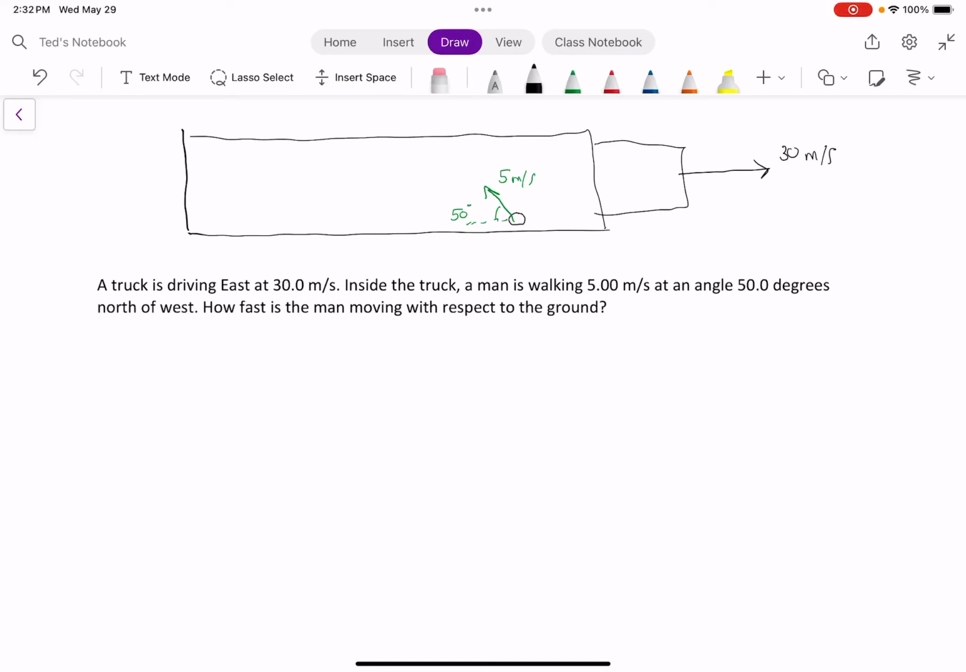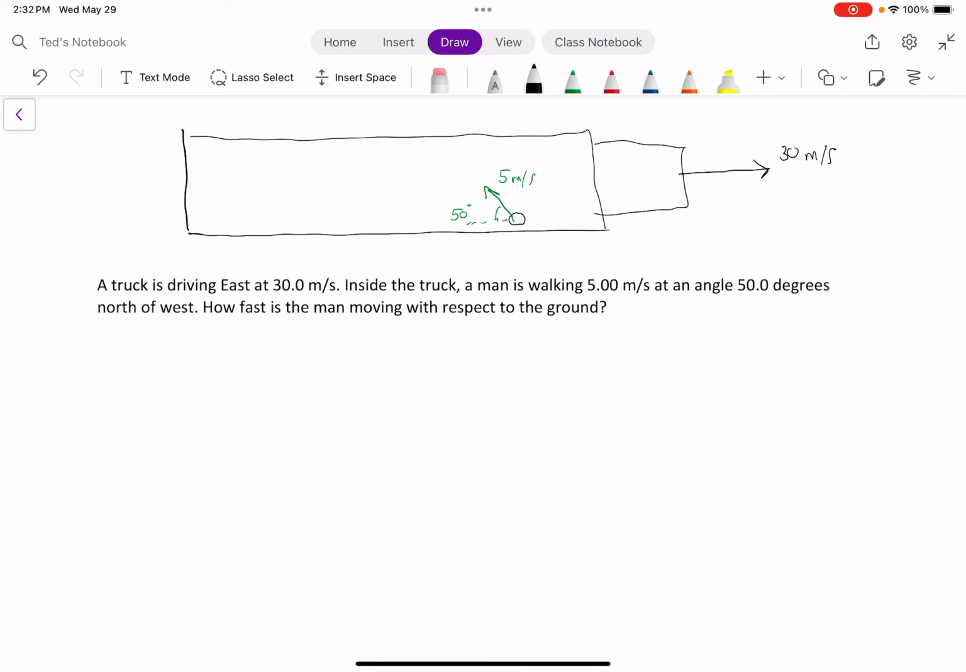All right, here we have a top-down view of an 18-wheeler, and the truck is driving to the east at 30 meters per second. In the back of the truck, we've got a person running diagonally. They are running both to the west and to the north. The velocity is 5 meters per second, and the angle is 50 degrees north of west. When we say north of west, we mean you start out pointing west and you turn 50 degrees to the north. All right, so the question is, how fast is the man moving with respect to the ground?